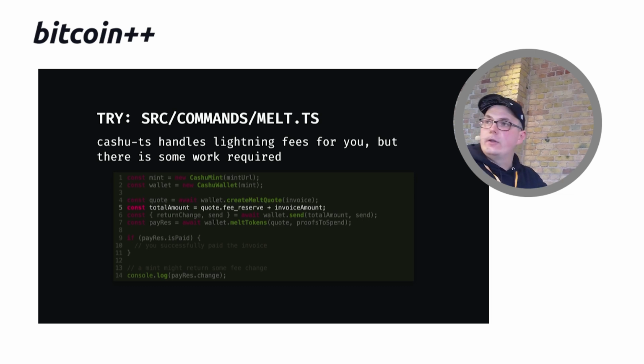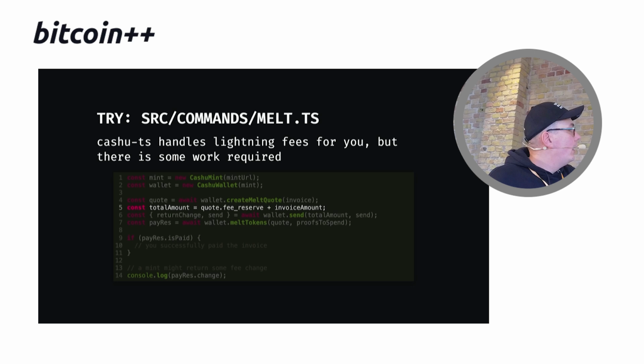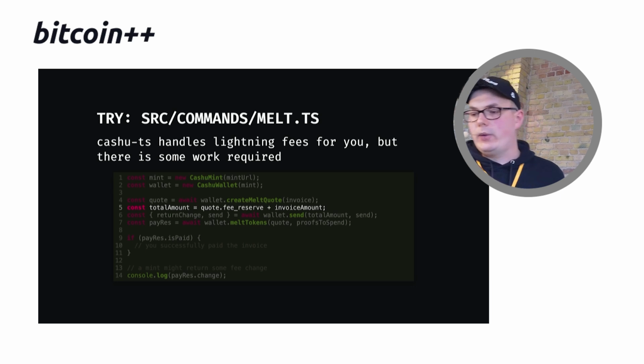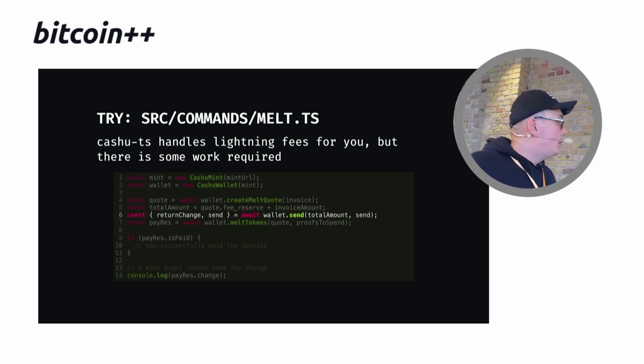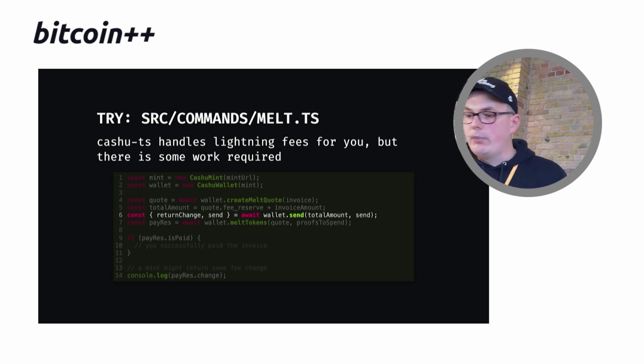Then we're going to calculate the total amount that is required to pay that invoice by adding the fee reserve that got responded by the mint for that invoice to the invoice amount itself, right? So that's our total amount. And then, before we actually melt the token, we might want to call a send, right? This is a little bit confusing because we're not actually sending cashu tokens. Well, we are, but to the mint, not to someone else.